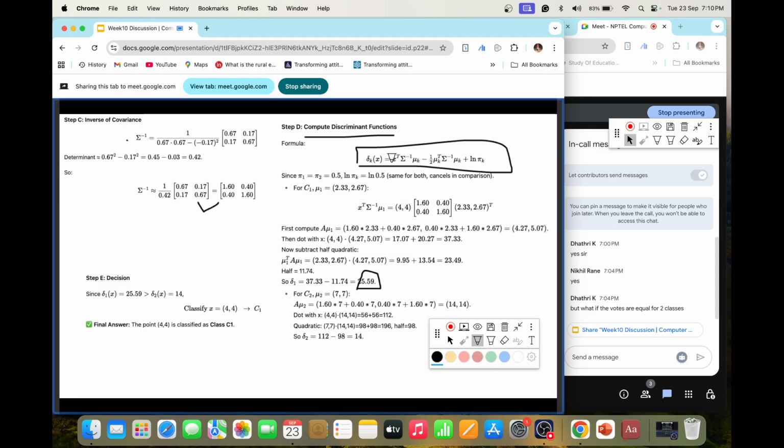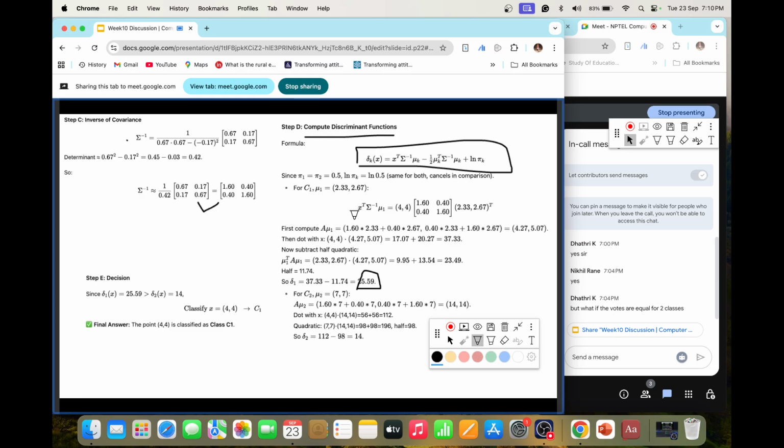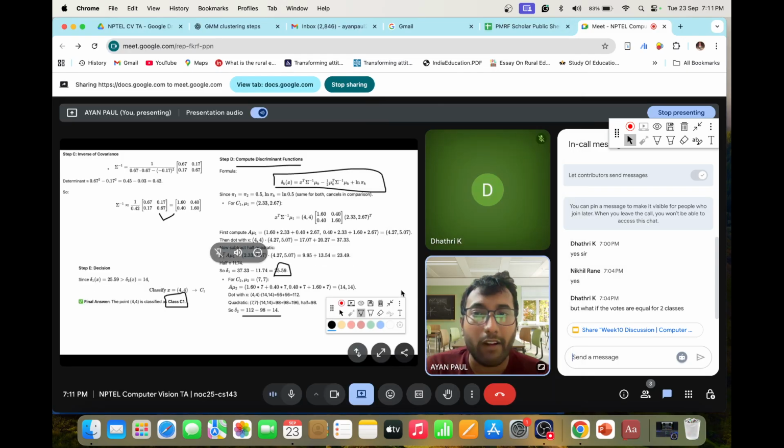Here x is nothing but your target point. Remember here x is your target point. Your target point is 4, 4. So that is why x is your target point. You just solve this, and you are getting del 1 is this, and del 2 you are getting 40. So it's definitely del 1 is more than del 2. So your target point 4, 4 will be belonging to class C1. So that is how we solve the LDA problem. So this is the complete thing. So is it clear how we have done it?